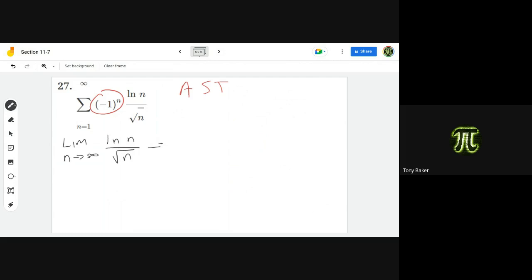So that means I take the derivative of the top and the bottom. What's the derivative of ln of n? 1 over n. And then the derivative of square root of n is 1 over 2 square root of n, because you have n to the 1/2, which is 1/2 n to the negative 1/2. So you get the 1 over square root. So if I clean this up a little bit, I end up getting 2 over the square root of n.